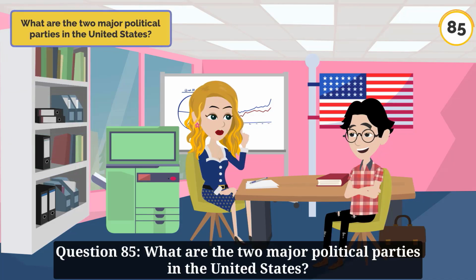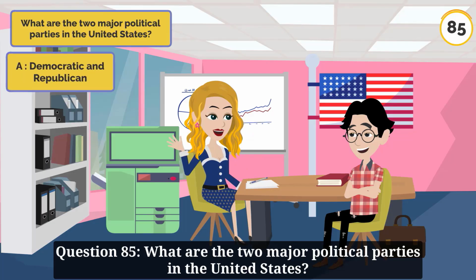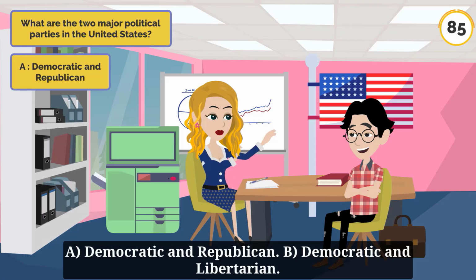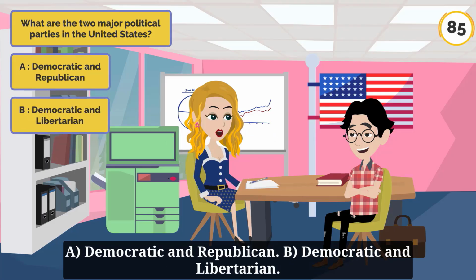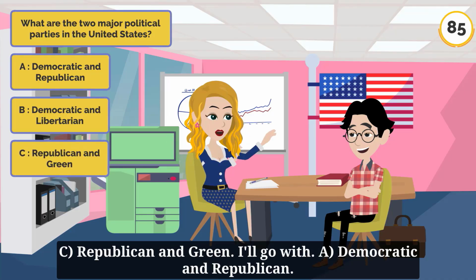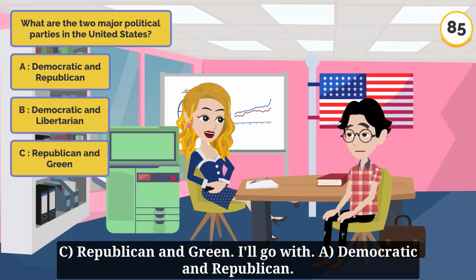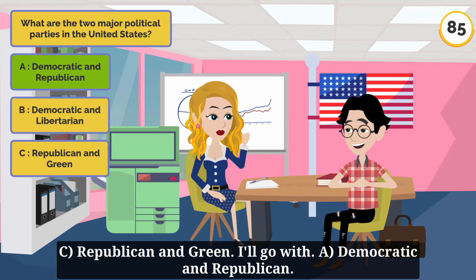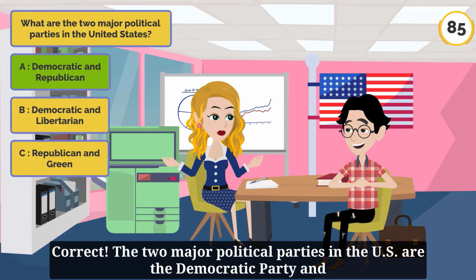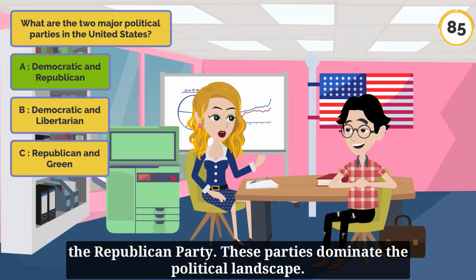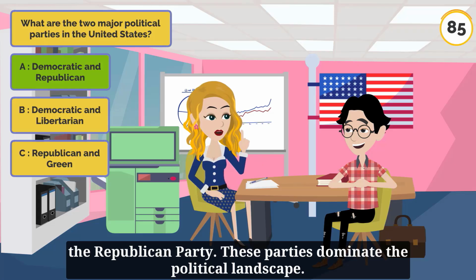Question 85. What are the 2 major political parties in the United States? A. Democratic and Republican. B. Democratic and Libertarian. C. Republican and Green. I'll go with A. Democratic and Republican. Correct. The 2 major political parties in the U.S. are the Democratic Party and the Republican Party. These parties dominate the political landscape.